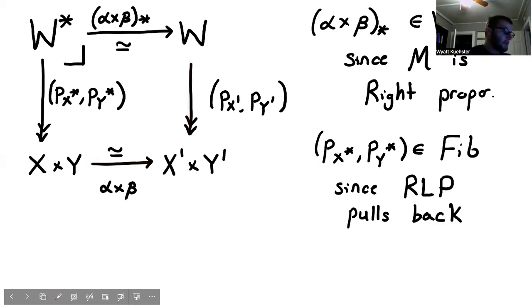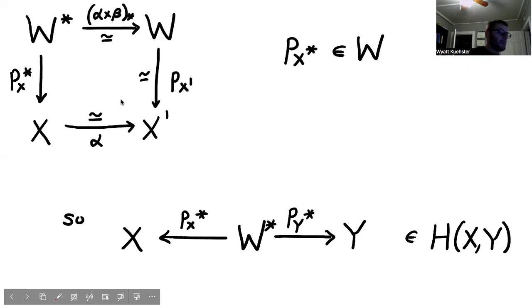And because I'm in a right proper model category, when I pull back along a fibration, I get a weak equivalence. So alpha cross beta star is a weak equivalence. And then because fibrations pull back to fibrations, if I call this W upper star (Jardine calls it that), the pullback map to X cross Y, which we'll call px star, py star, is a fibration also.